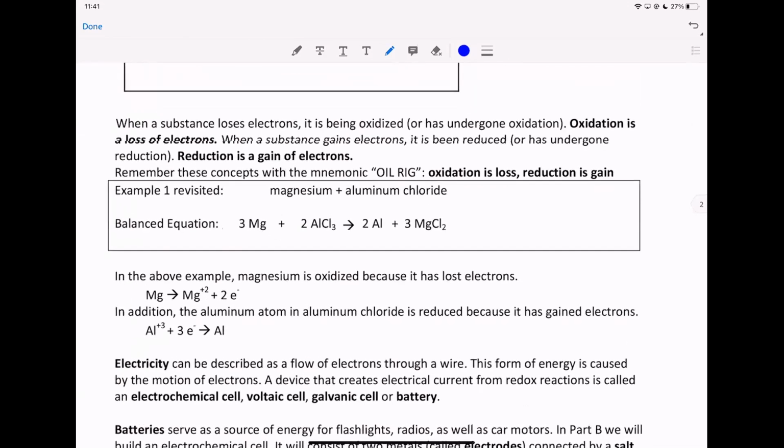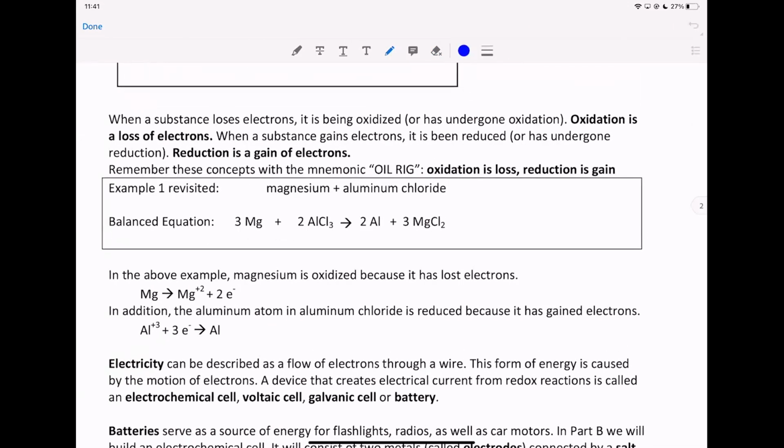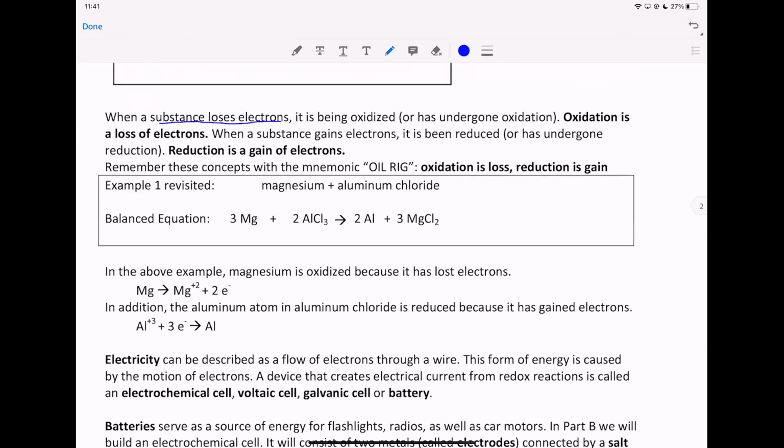This is a review of redox reactions. Oxidation is when a substance loses electrons. So oxidation is loss, that's OIL. And when a substance gains electrons, that's reduction. So OIL RIG is the mnemonic. Oxidation is loss, and reduction is gain, that's RIG. Reduction is gain. So you have that here. Oxidation is loss and reduction is gain.